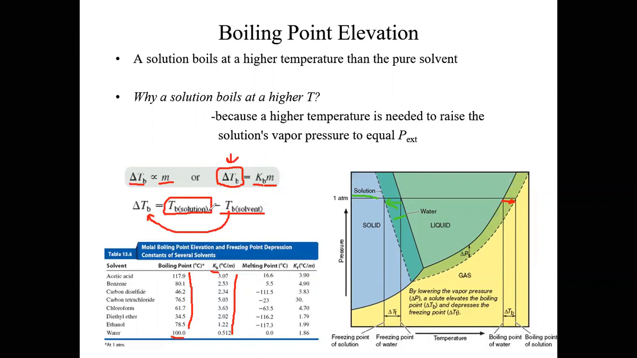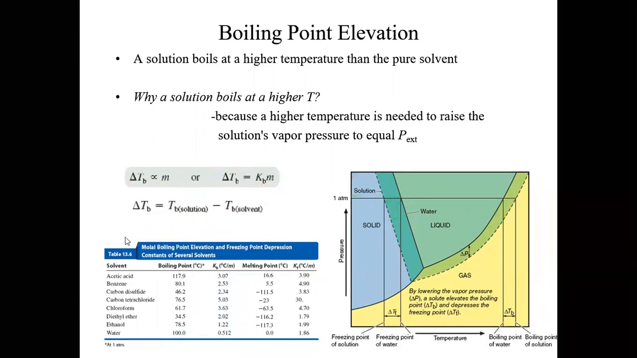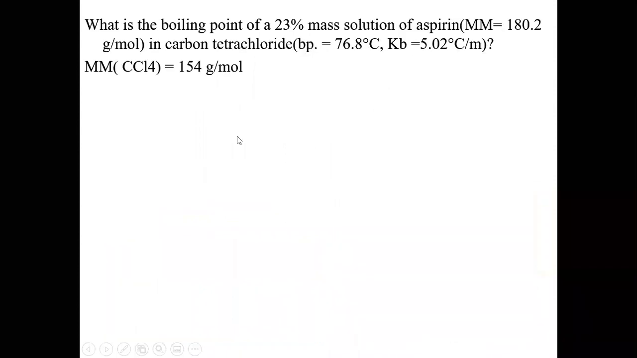And so on our next few examples, we're going to look at some calculations involving boiling point elevation. So here we have a 23% mass solution of aspirin and carbon tetrachloride. What's the boiling point of this solution? So it gives us the molar mass of carbon tet. It gives us the boiling point and the KB of carbon tetrachloride, the molar mass of aspirin, and it says it's a 23% mass solution.